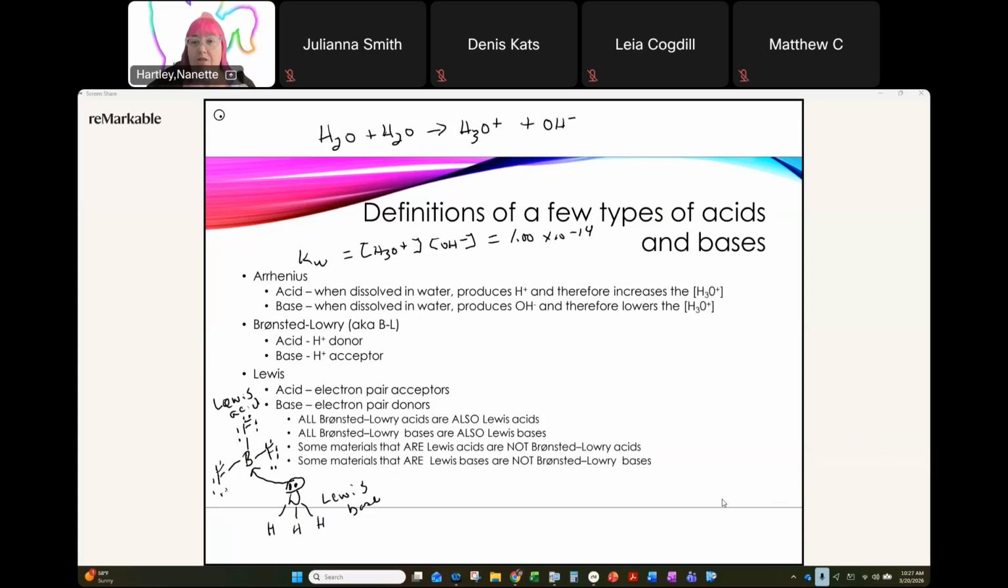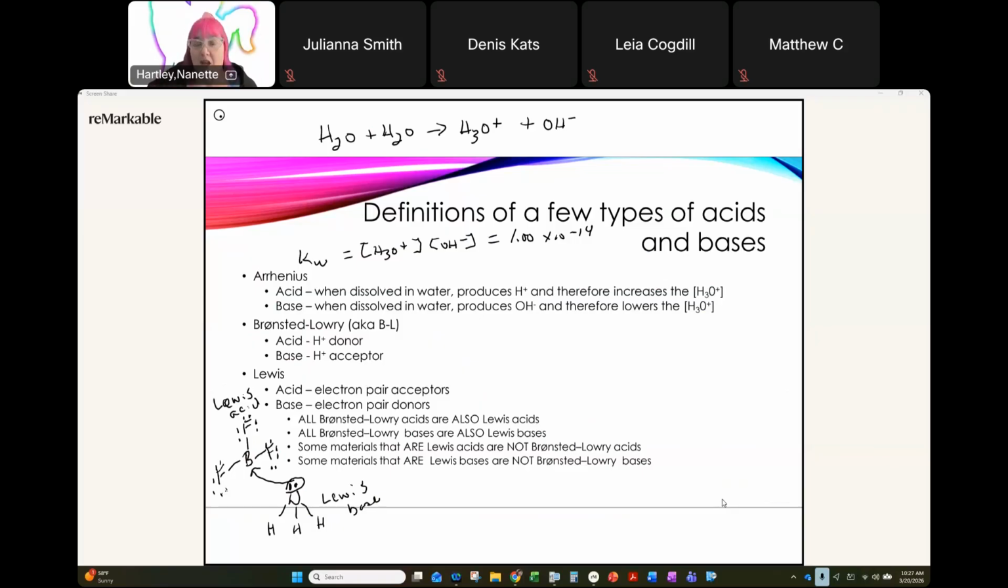Now, some materials that are Lewis acids are not Bronsted-Lowry acids. Okay, so there's no donation, like with this BF3 here, there's no donation of a proton. Some materials that are Lewis bases are not Bronsted-Lowry bases. So there's no accepting of protons here. But it is possible for them to be defined as acids by more than one of these definitions.